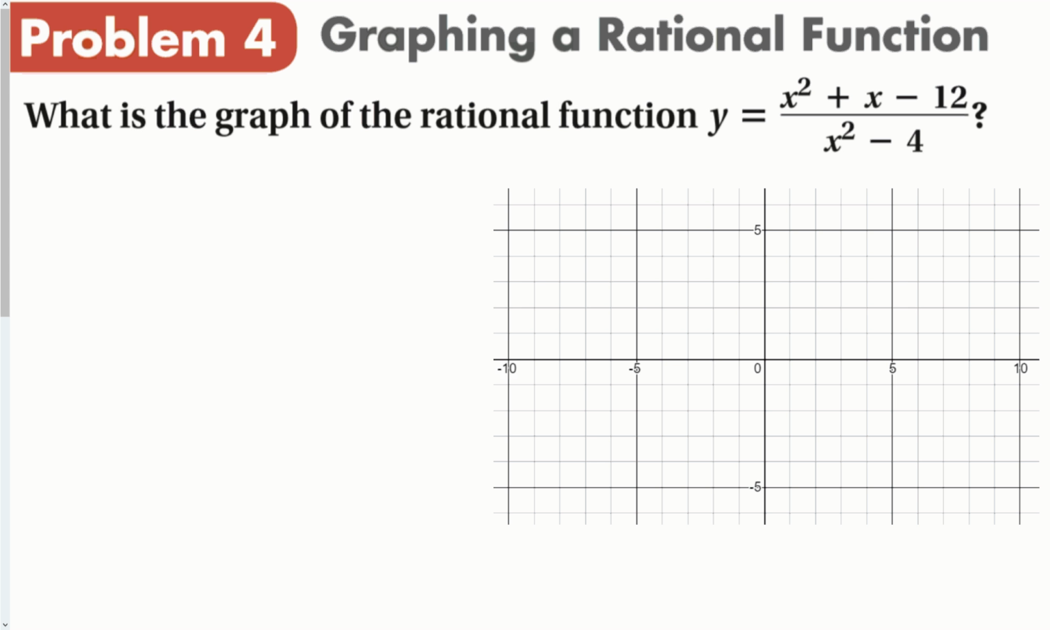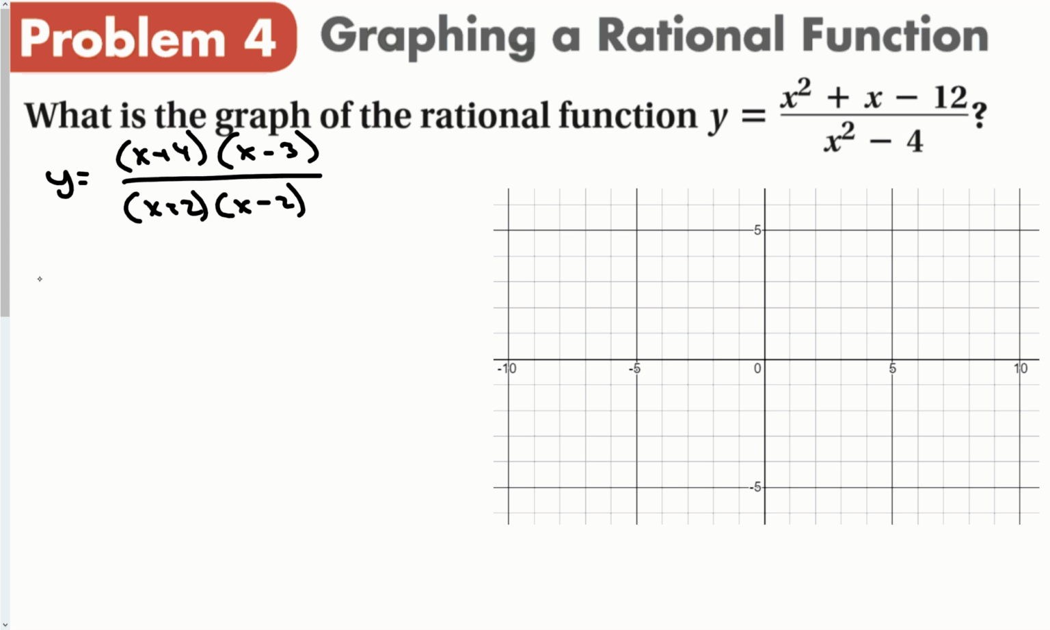Okay, so first, here's my function. Let's factor it. So we've got factors of 12 that subtract and give you 1. So that's x plus 4, x minus 3 over x squared minus 4, which is x plus 2, x minus 2. Okay, well, nothing cancels. Okay, that makes the vertical asymptotes at x is equal to negative 2 and x is equal to positive 2.